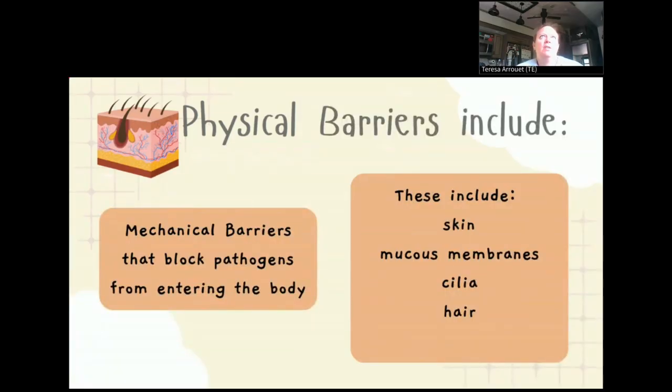So the first one is your physical barriers. And these are mechanical barriers that block pathogens from entering your body. And we talked a little bit about these last week. You have your skin, you have your mucous membranes, your cilia, and your hair. Who remembers what cilia are? Anybody remember what cilia are? I know that's kind of a funny word.